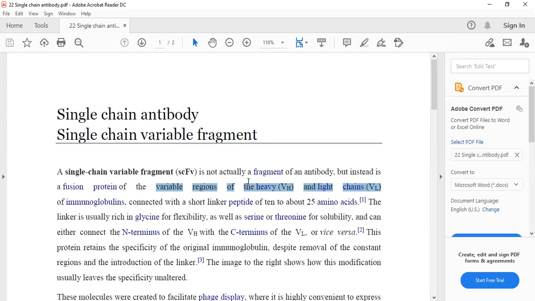There is a short linker polypeptide of 10 to 25 amino acids which joins the variable regions in the single chain antibody, and the linker is usually rich in glycine. It connects the N terminus and the C terminus of the VL region.